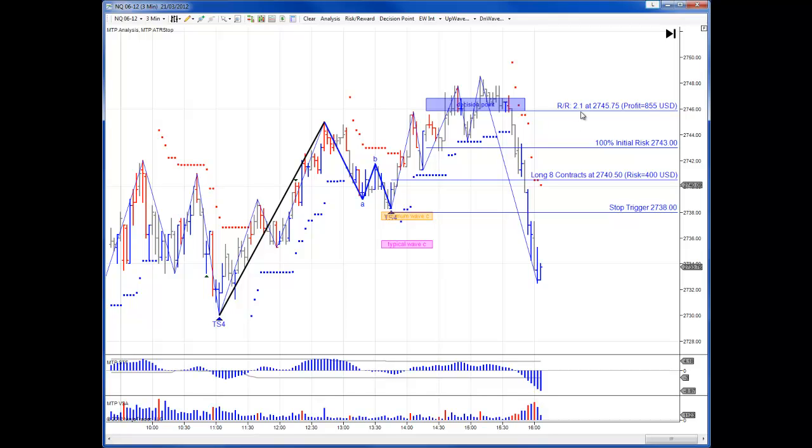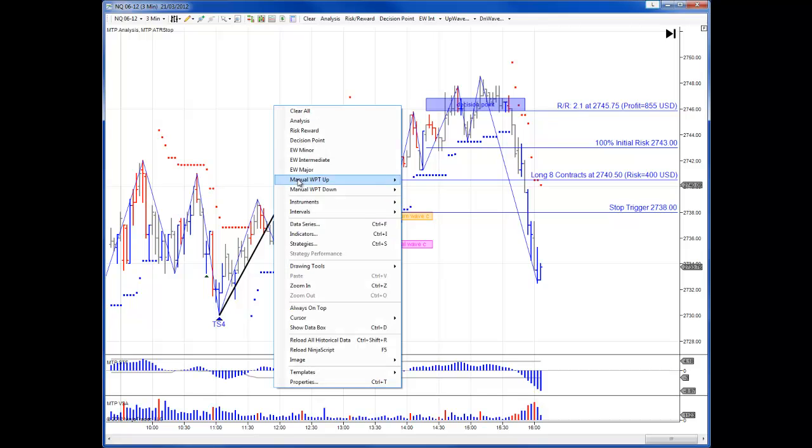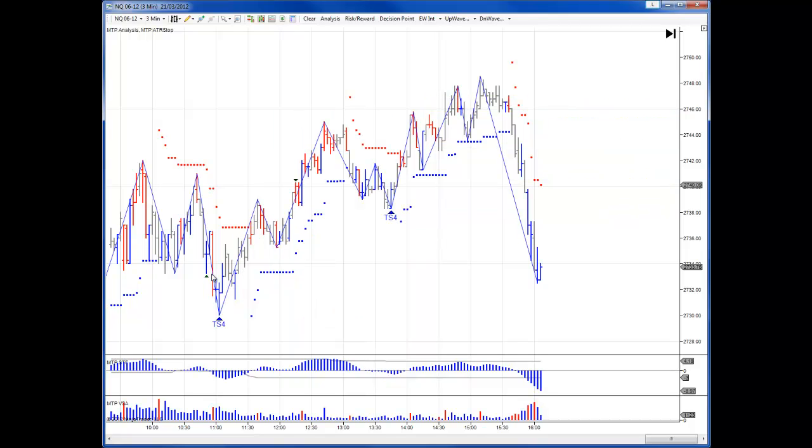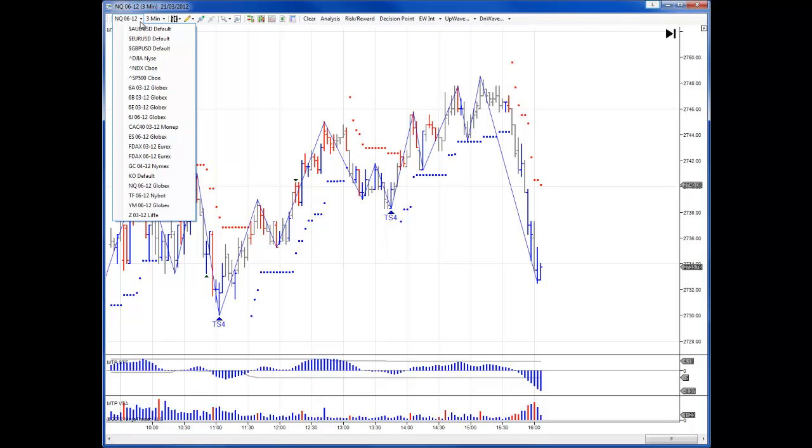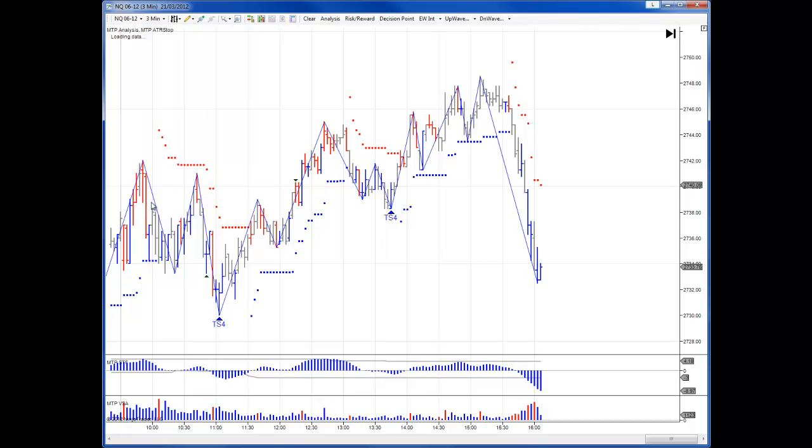So the Nasdaq, not the Russell Index, sorry, had a good day yesterday with 3 valid trades: a -1R loss, then a plus 3.6R profit, then a plus 2.1R profit. So a good day yesterday on the Nasdaq. Let's come across and have a look at the YM.